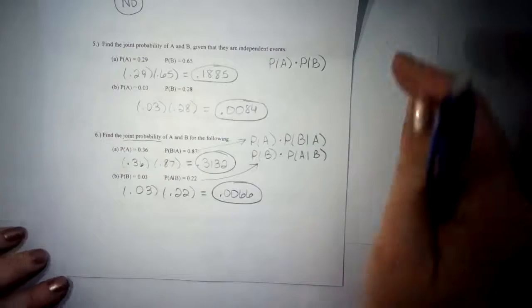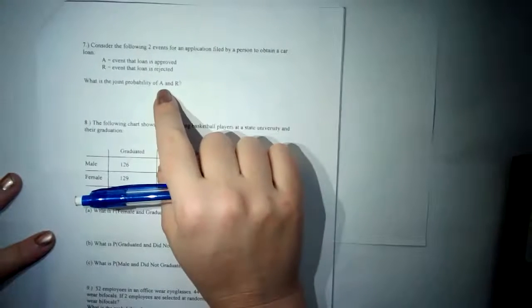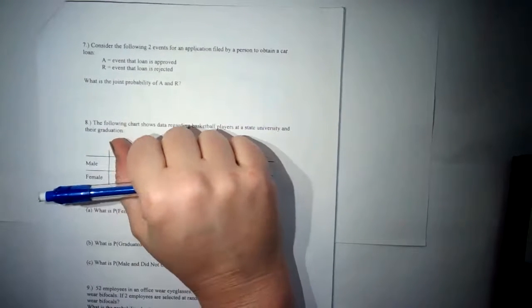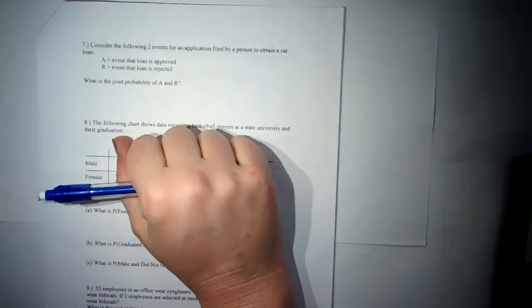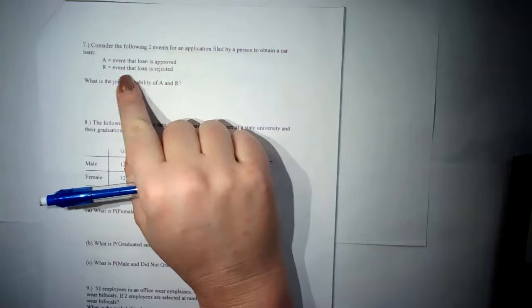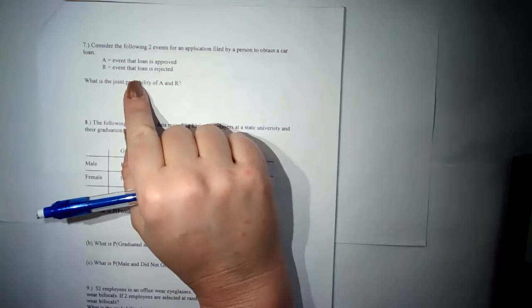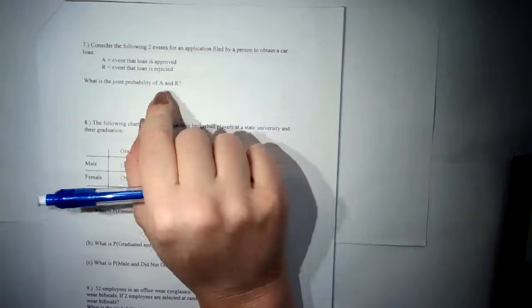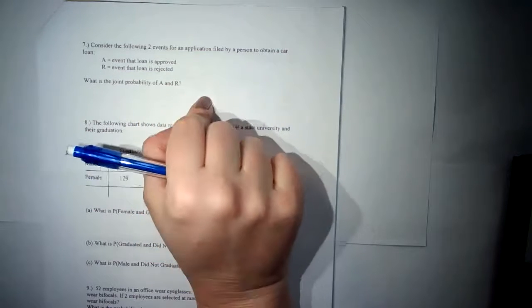Okay. Everybody okay with those? Okay, number 7. Okay, we're not going to overthink number 7. Okay, here we go. We have 2 events. All right, you filed for an application to get a car loan. Event A is your loan was approved. Event B, your loan was rejected. What's the joint probability of A and B?